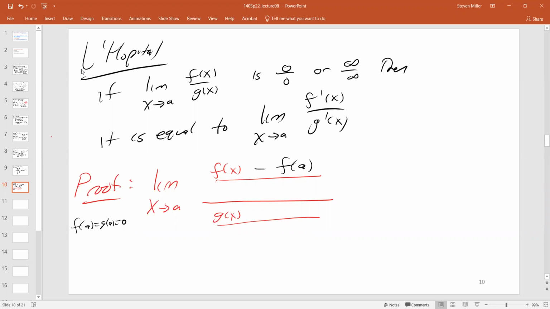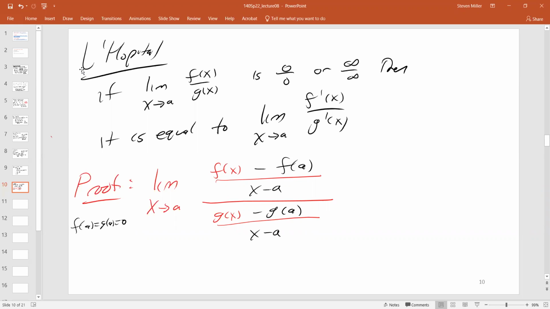Yeah, why? Why can I subtract off f of a? Because it's 0. I can subtract off g of a downstairs. I can divide by x minus a over x minus a because I'm multiplying by 1, if I divide the numerator and denominator by the same thing.